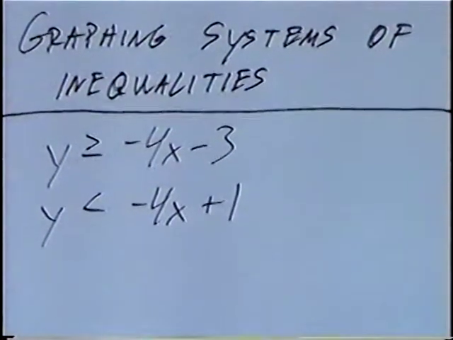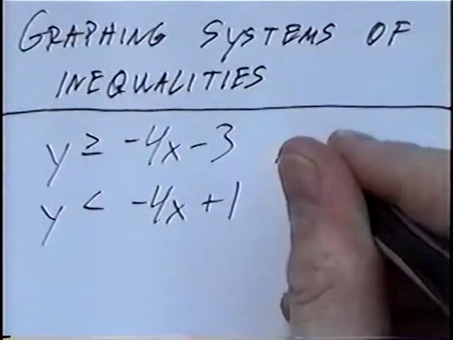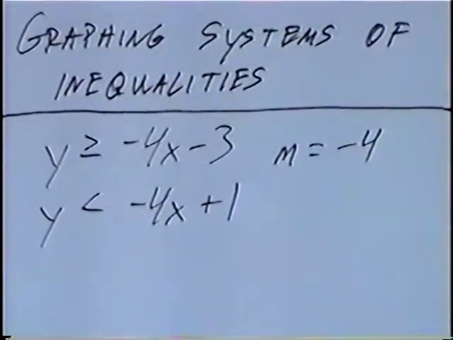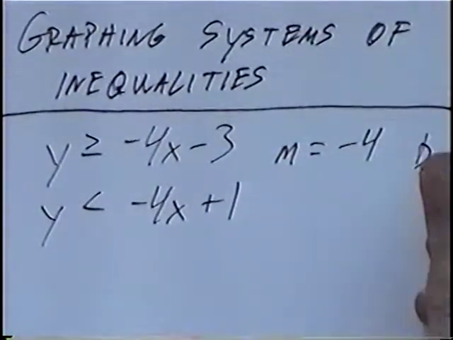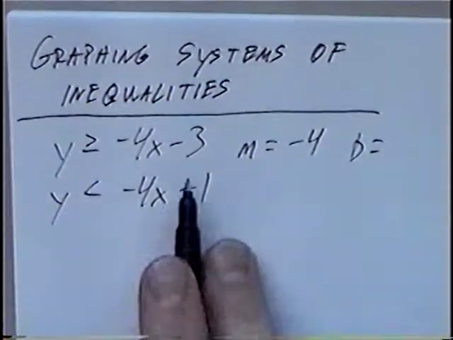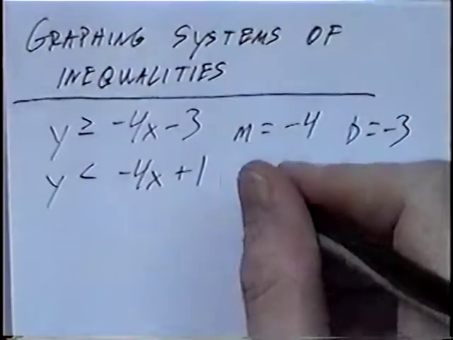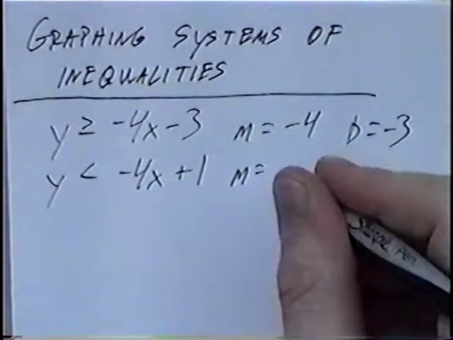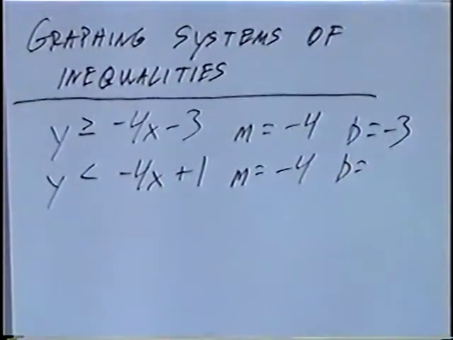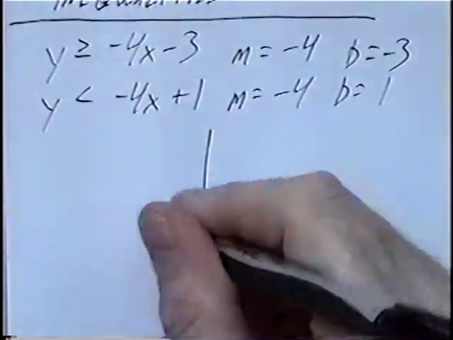To graph these inequalities, they're both in mx plus b form, so we can use the slope-intercept form to graph. The first inequality, m is equal to negative 4, the number in front of x, and b is equal to the last number, negative 3. Second inequality, m is also equal to negative 4, and b, the y-intercept, is equal to positive 1. Graphing these two inequalities on an xy axis.